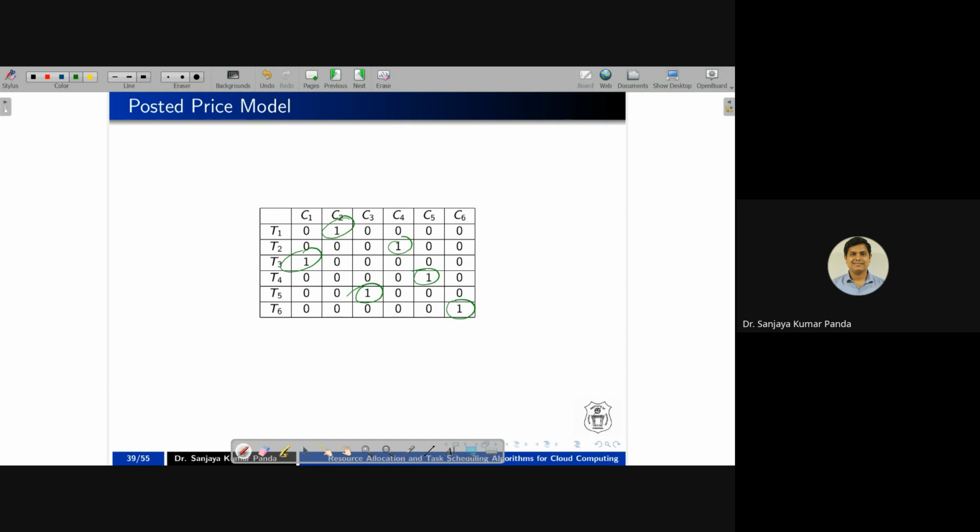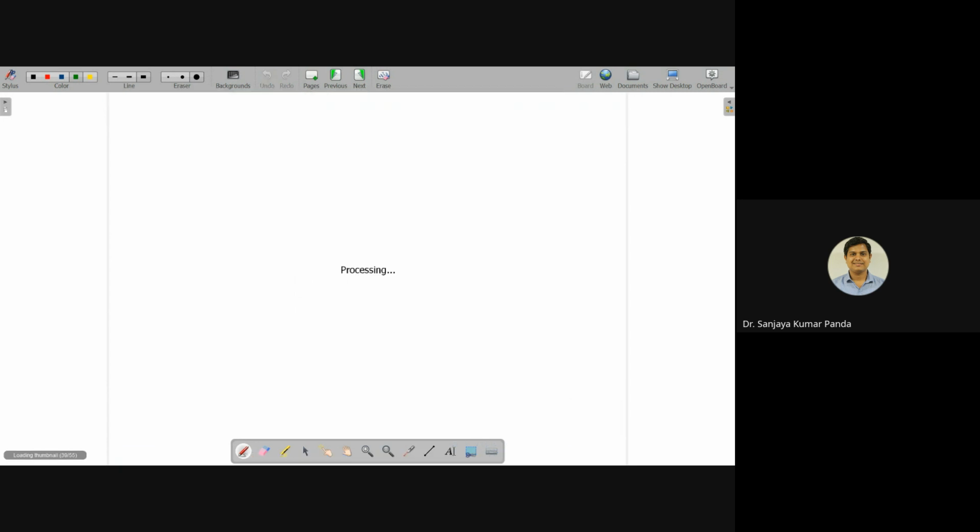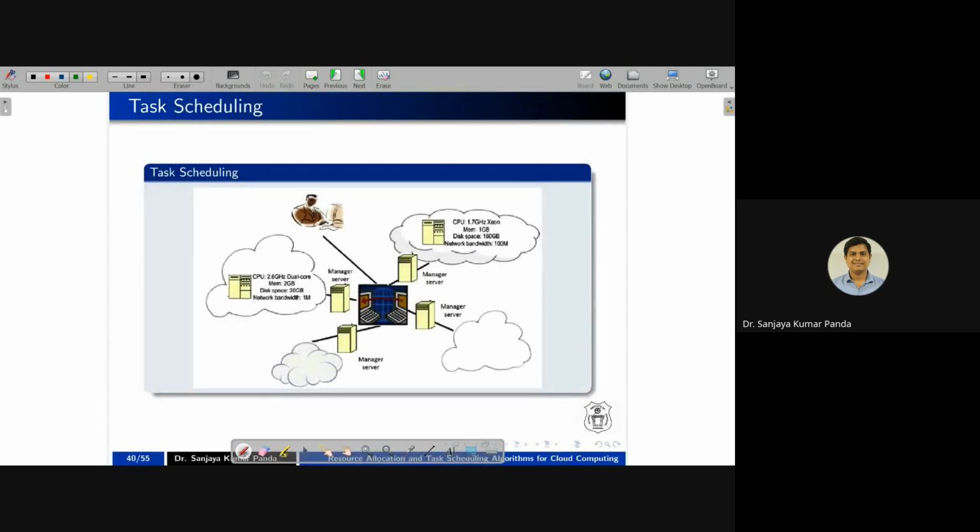Yeah, any doubt in this posted price model? Okay, so if there is no doubt, then I'll tell you about task scheduling very quickly because we have less time. So in task scheduling, what are we doing?